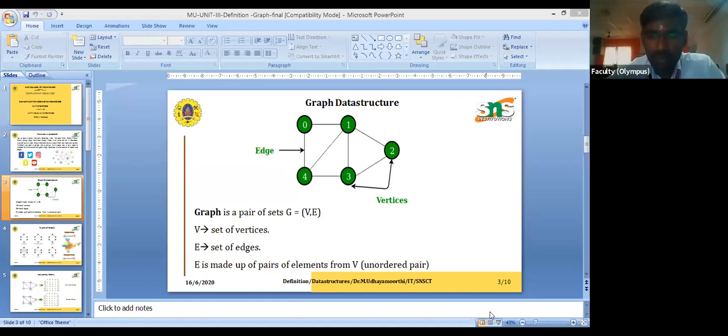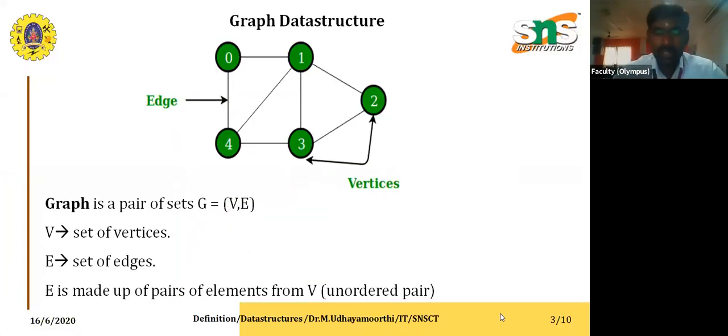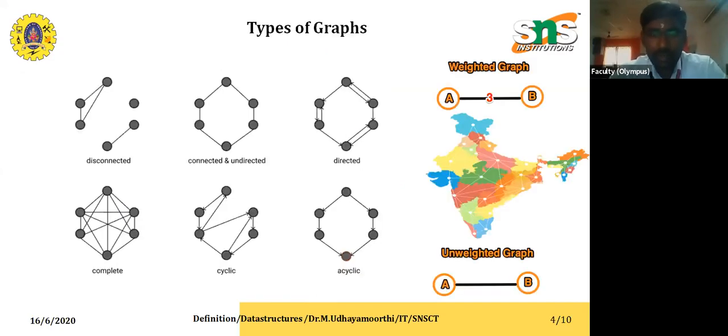So what we discussed in the last class: based on the definition, a graph is a collection of vertices and edges. By the mathematical definition, a graph is G = (V, E), where E represents the set of edges and V represents the set of vertices. Edges are formed from vertices to other vertices. That is what we discussed, and we also discussed some types of graphs.